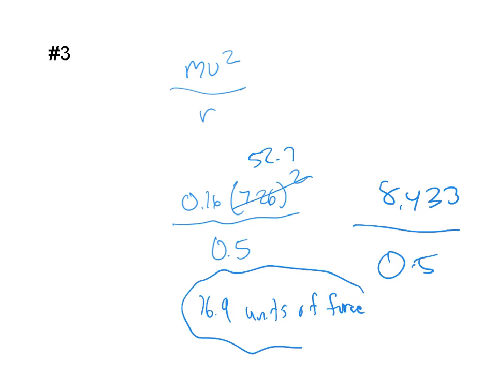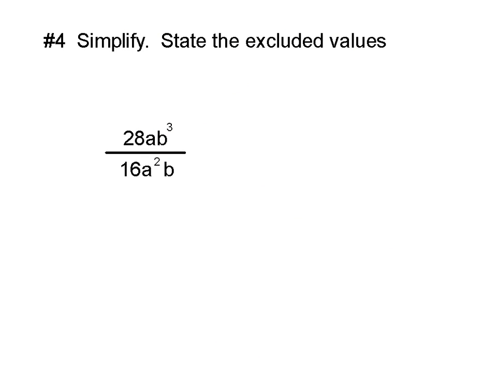So I just wanted to point that out, that one's not as complicated as it sounds. The first time I read it too, I was like, whoa, that's a lot to think about. But it really is just to substitute the pieces in and solve problem, okay? Then in the middle section, you'll be simplifying and stating the excluded values.